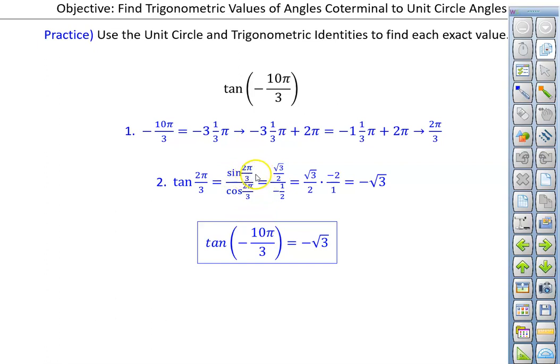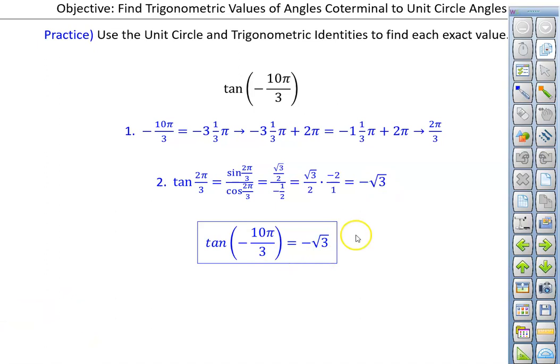Then the sine of 2 pi/3 radians, which is in the second quadrant, would be positive. In this case, root 3 over 2, because it has that reference of pi/3 radians. And cosine of 2 pi/3 would be negative, because x in the second quadrant is negative. We have a negative 1/2. Then multiplying by the reciprocal of the negative 1/2, we end up with negative square root of 3.